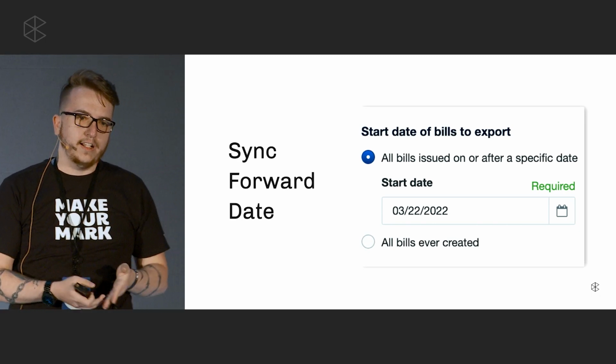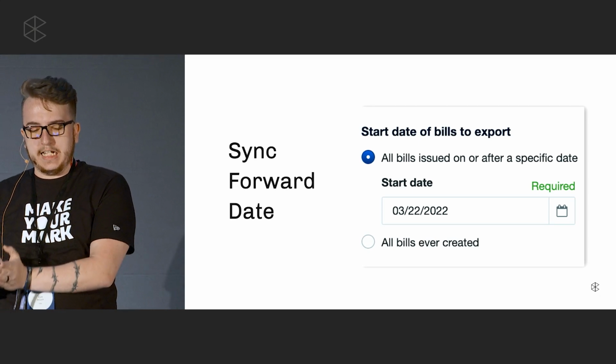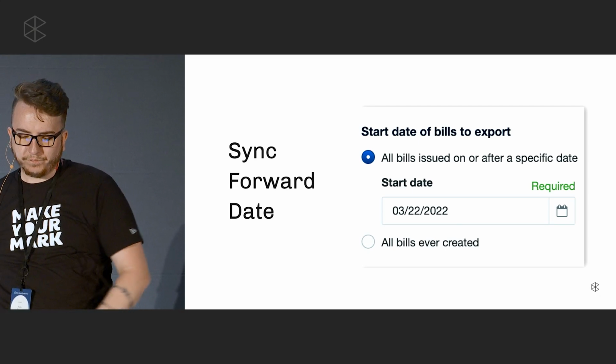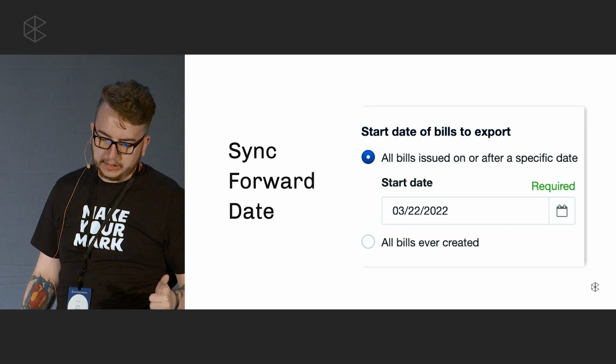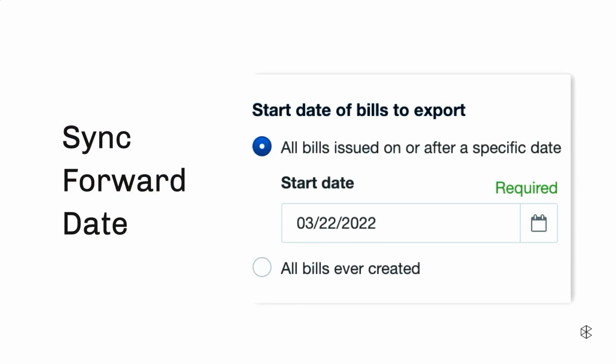The sync forward date is the starting date of data you want to sync over. So in this example here, we have the sync forward date as March 22nd, 2022. So let's say your bill had an issue date of November 1st, 2021. So you're looking at 4 months before that. So your bill is not going to show up in QuickBooks. You've got a different sync date. So you want to start a date that will encompass all the work that you want to send from Clio into QuickBooks.